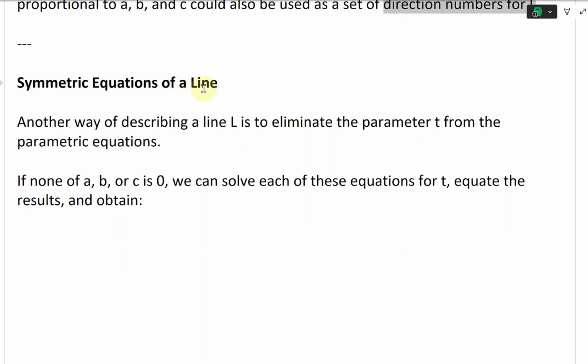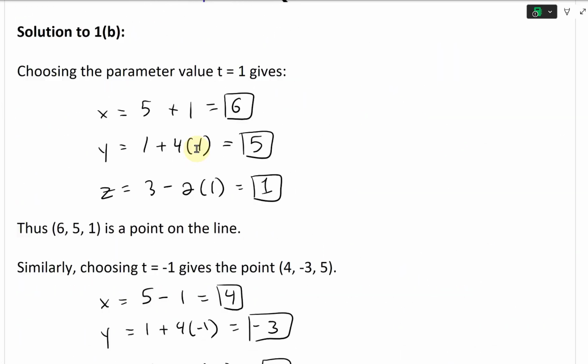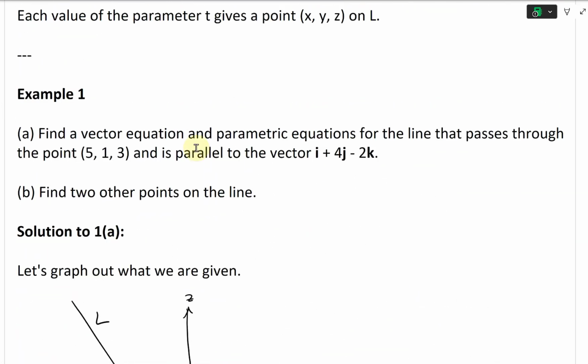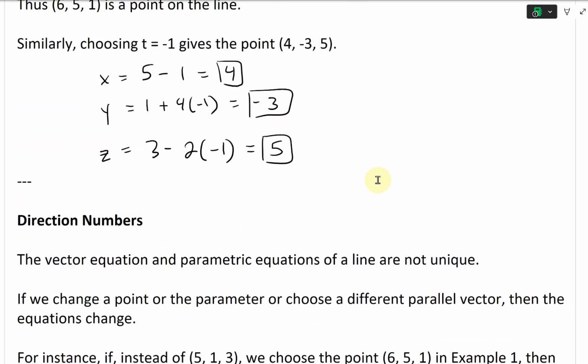Now let's continue further. Symmetric equations of a line. Another way of describing a line is to eliminate the parameter t from the parametric equations. If none of a, b, or c is 0, we can solve each of these equations for t and equate the results. What I mean by this is we can get rid of the parameter t. If we go back to our parametric equations, we have x equals x naught plus at, and y equals y naught plus bt. I got that mixed up earlier.